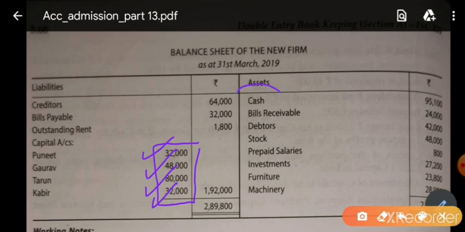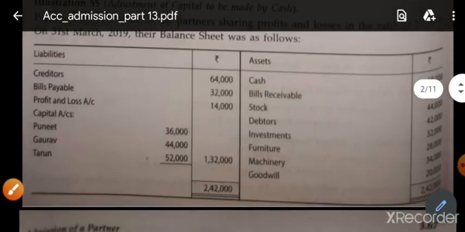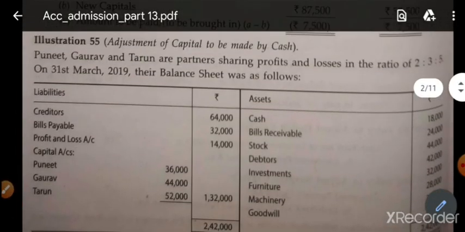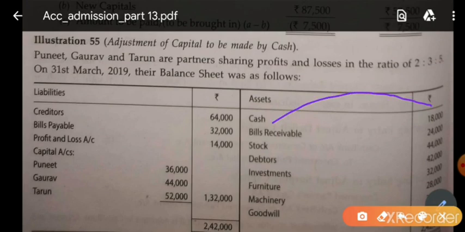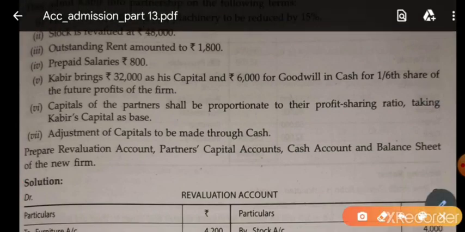And how are you going to change the amount of cash? So cash we will discuss. First of all, we should see what is the old balance of cash. The old balance of cash given in the balance sheet was 18,000 rupees. 18,000 was already given, plus the new partner has brought some capital, 32. The new partner has brought some goodwill, 6. So 32 plus 6, 38. So the new partner has brought 38.